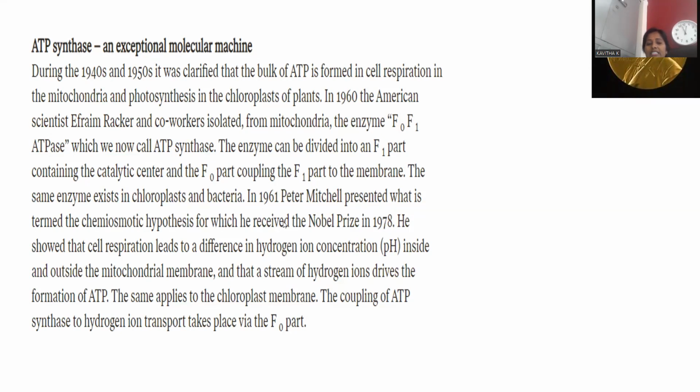In the year 1961, Peter Mitchell presented what is termed the chemiosmotic hypothesis. Let me repeat, the chemiosmotic hypothesis, for which he received the Nobel Prize in the year 1978. This is another new concept, we can say. He showed that cell respiration leads to a difference in the hydrogen ion concentration, right? So individual cells are also able to absorb oxygen and excrete carbon dioxide.